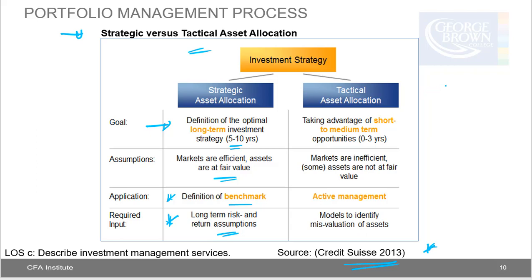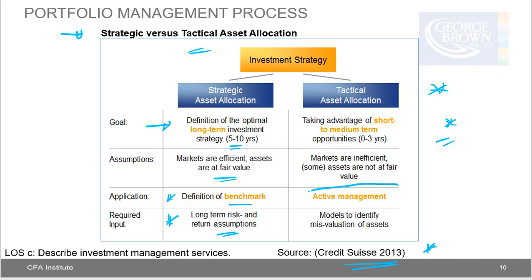Over here on the right-hand side, though, we're looking at tactical asset allocation, which is taking advantage of short to medium-term opportunities, 0 to 3 years. And the assumption is that markets are inefficient. You calculate that intrinsic value. It's different than the market value. The market hasn't been efficient in the pricing. You've made the better analysis, and those assets come to your fair price. That's the assumption, is that markets are inefficient. Not all assets are at their fair value.